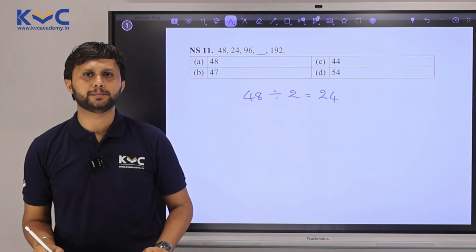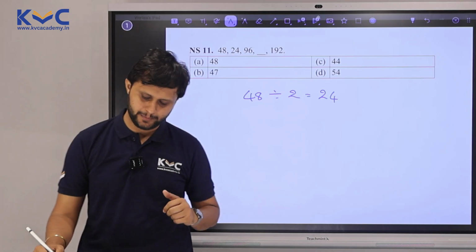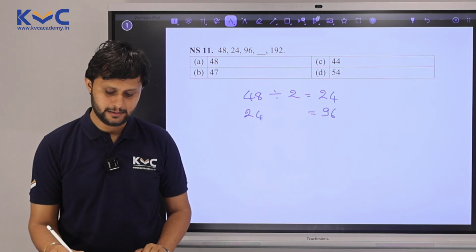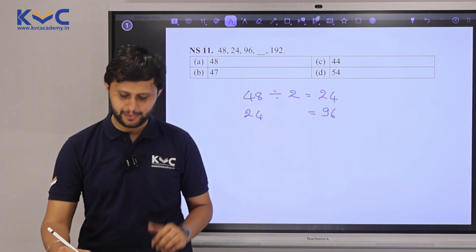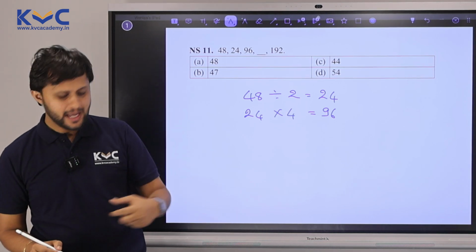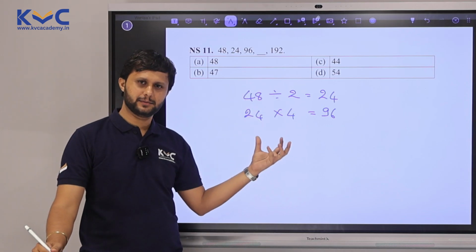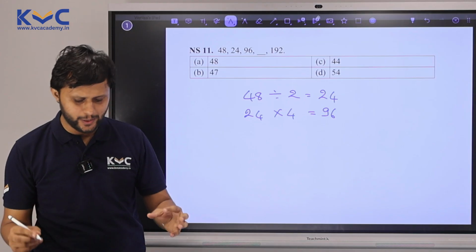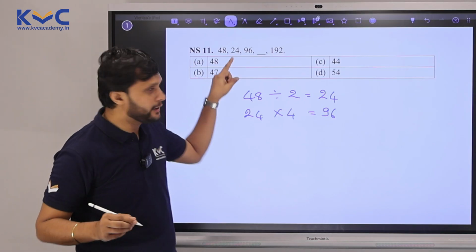Simple, divided by 2. May work, may not work, we'll see that later. Then we have 24, we need to reach 96. 24 to 96, it's a multiple, correct? So into 4. So divided by 2 into 4, and the very next number is missing, correct? So I'm not very sure. We'll try this. We'll divide this by 2 again, because first we divided by 2, then we multiply by 4.